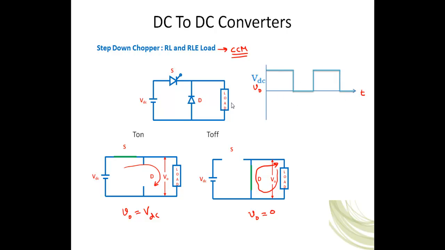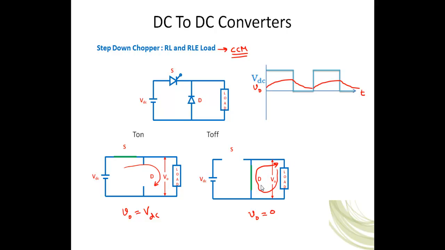It is the same as the resistive load, but the current waveform is different. That means during this period the inductance is getting charged when the RL load or RLE load is connected to the DC. There will be an exponential increment and then an exponential decrement, because during this period the inductor is getting discharged, and then again charged and discharged like that. So this is the current waveform.